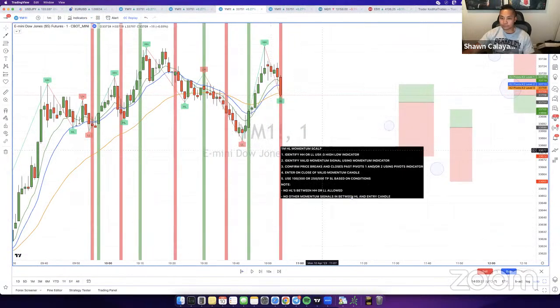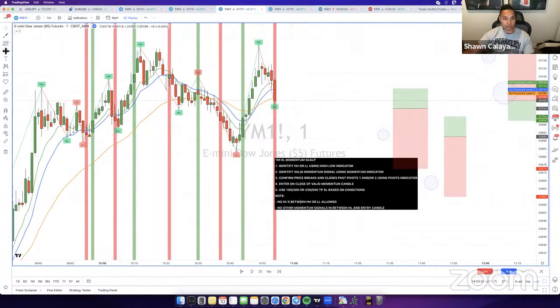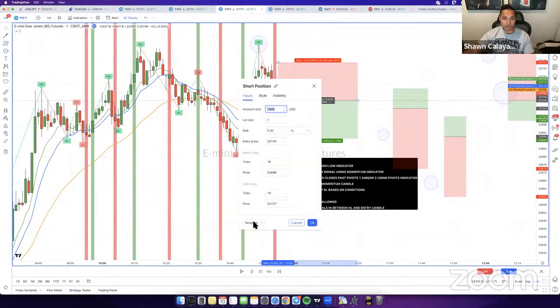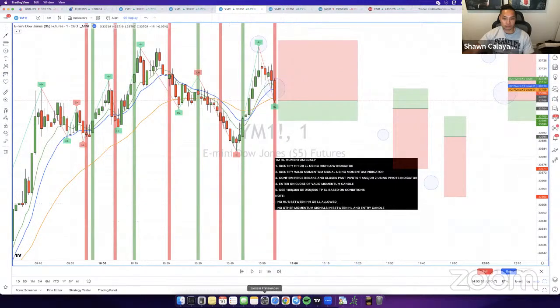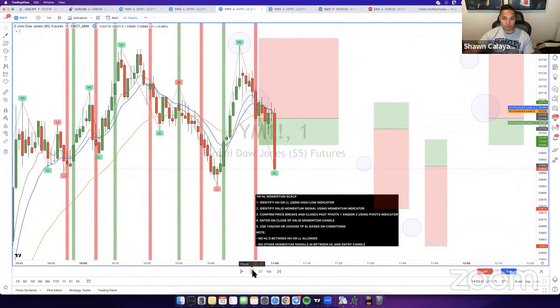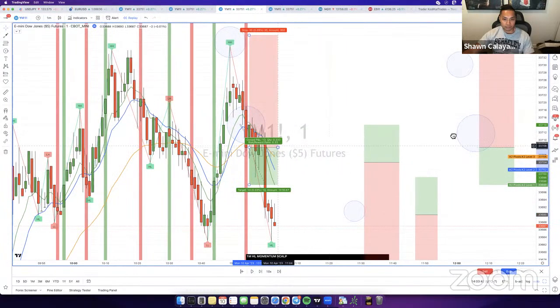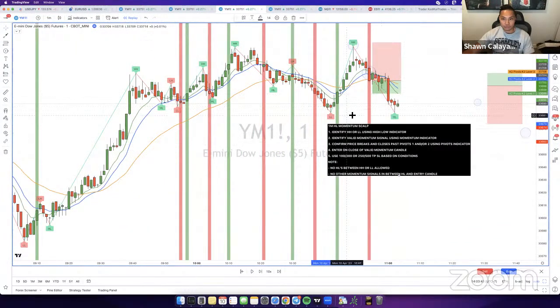So for this one right here, we have another entry. There's a higher high right here. There's a valid sell signal right here. Sell signal with the red momentum candle within it. Price breaks and closes past the pivots right there. So this again right here would be a short position. Same thing, 10:30 split. Trade would run and full TP on that one. Not one I'd take, but I'm just showing you guys the examples here.